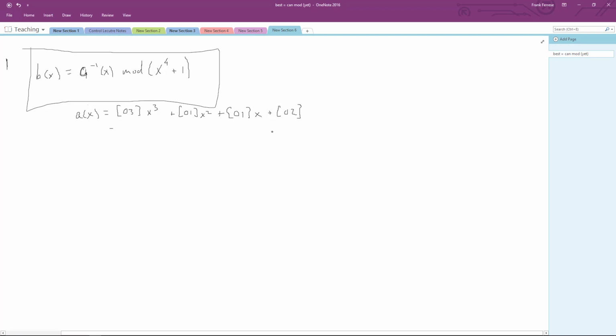We're also given a value for b in this discussion, and that value for b was 0B x cubed plus 0D x squared plus 09 x plus 0E.